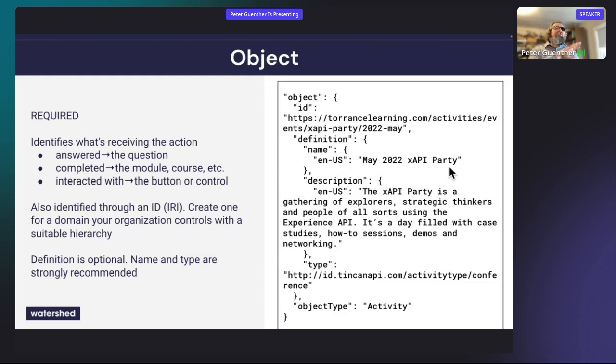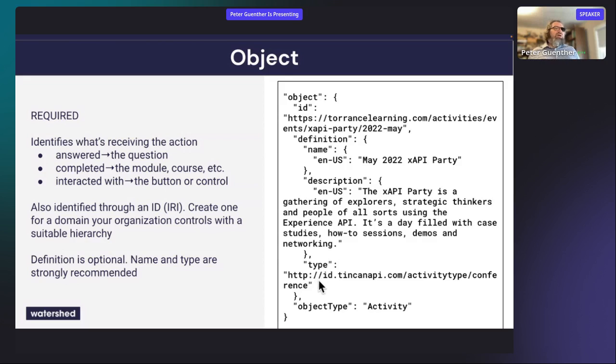And so from these three statements, you could have Peter Guenther completed the May 2022 xAPI party. That's the human readable. And then you've got all this JSON code behind it to spell it out. Description can be valuable. I haven't seen a ton of use cases where it really gets used. But if you have one, and I just copied this off the xAPI cohort page, it's good to include.